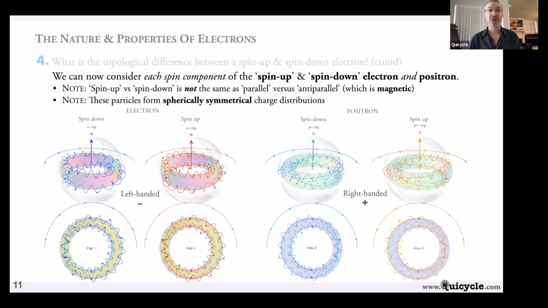Second of all, please recall that these are spherical symmetries. Even though we are looking at these toroidally, that's just for the sake of convenience so that we can compare the phase harmonies or the phase states that they're in, but really these are spherically symmetrical charge distributions.